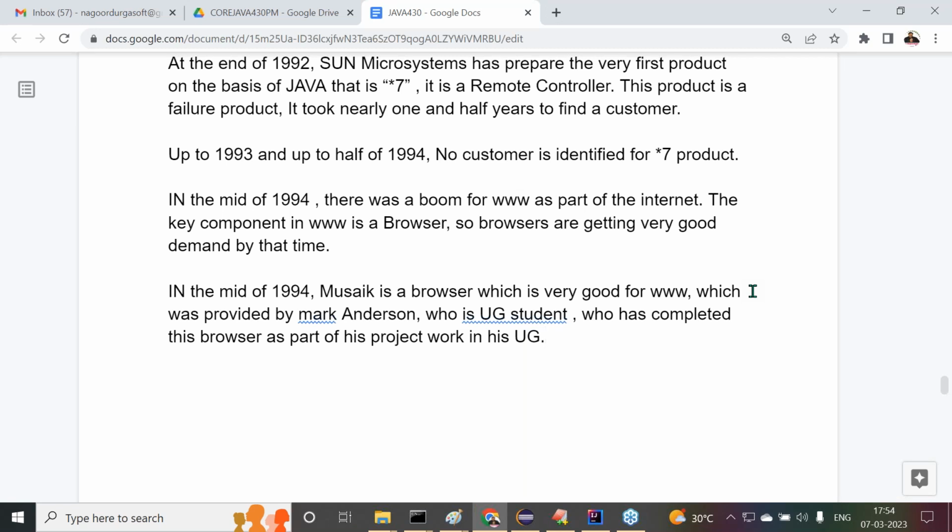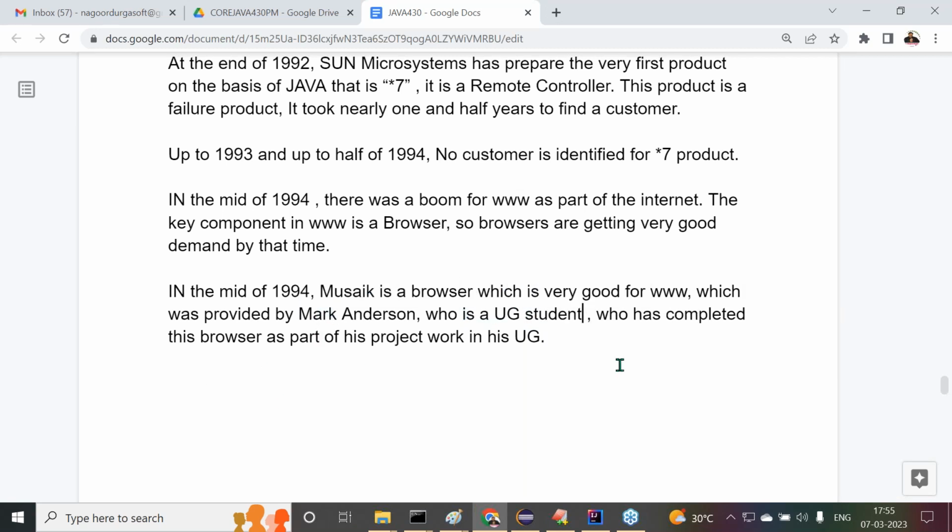For preparing this Mosaic browser, he took nearly $6.25 per hour. On an hourly basis, he completed the project. Now he gave the project to Netscape Communications, and they introduced the browser to the outside market. The name of that browser initially is Mosaic browser. Of course, later on that name was changed to Netscape Navigator or something else. Observe carefully what I'm telling you. So this was a very good browser by the time.